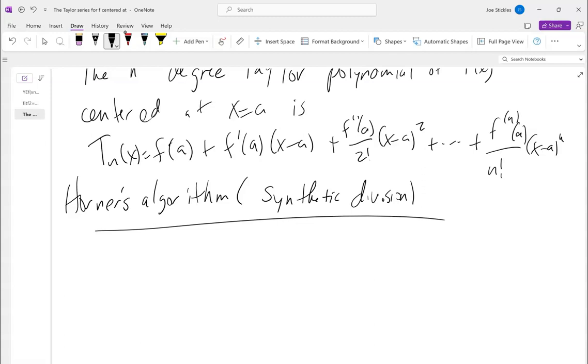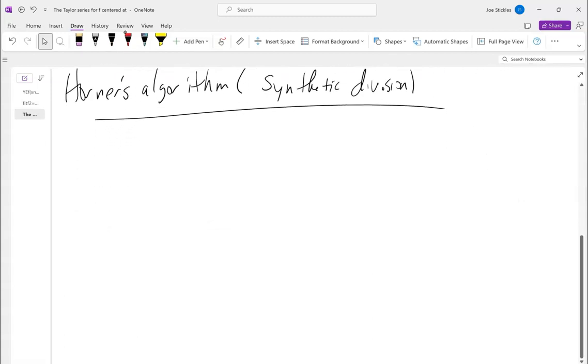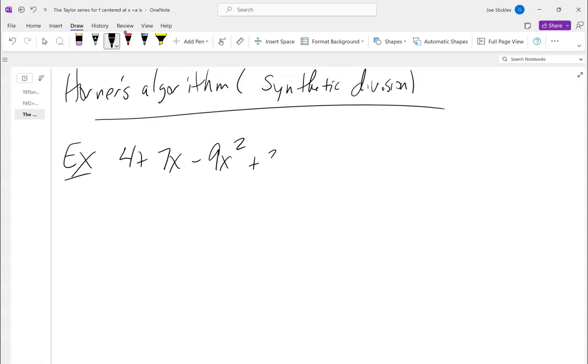So let's figure out, or remind ourselves, what it is. Basically, when you do Horner's algorithm, it's writing the polynomial as a nested multiplication. So let's just, as an example, say we had the polynomial. I'm going to write it in reverse order. Let's say I had 4 plus 7x minus 9x squared plus 3x cubed plus 2x to the fourth.